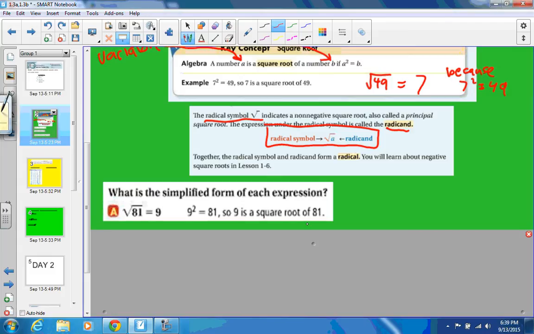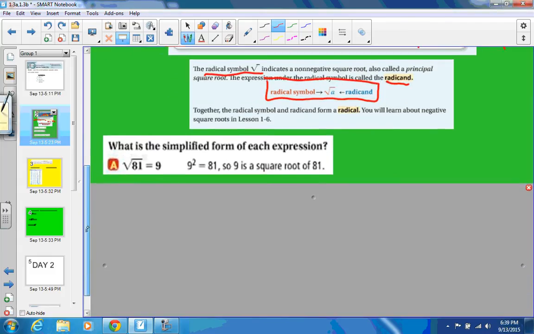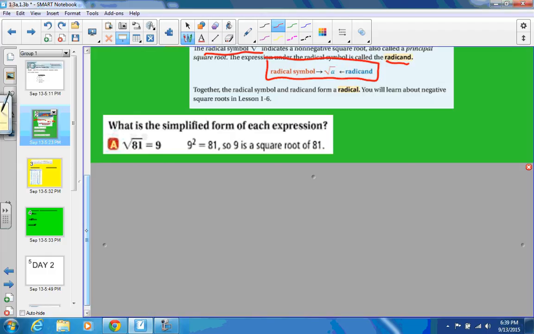First of all, I'm going to show you a couple with the answer, and then you're going to have a chance to do some on your own. What is a simplified form of each expression? So the square root of 81, I should have told you it already, but it is 9. And that is displayed here because 9 squared would get you to 81. 9 times 9 is 81. So 9 is the square root of 81.